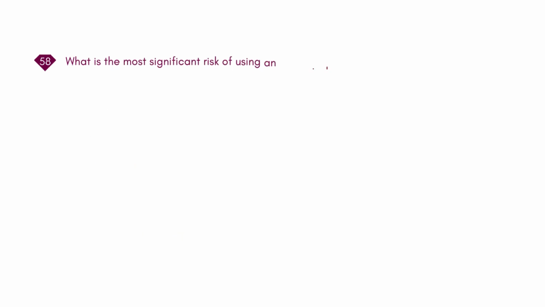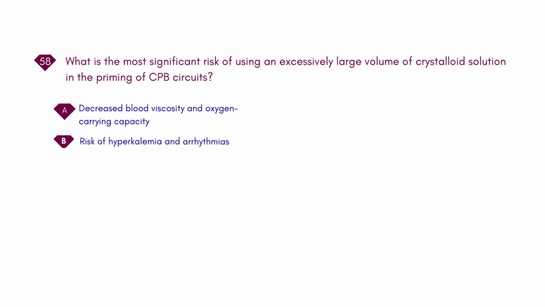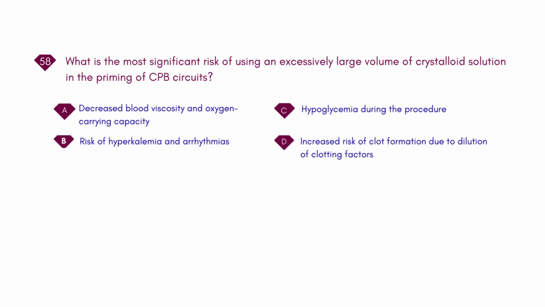What is the most significant risk of using an excessively large volume of crystalloid solution in the priming of CPB circuits? A. Decreased blood viscosity and oxygen carrying capacity. B. Risk of hyperkalemia and arrhythmias. C. Hypoglycemia during the procedure. D. Increased risk of clot formation due to dilution of clotting factors. Answer: A. Decreased blood viscosity and oxygen carrying capacity.